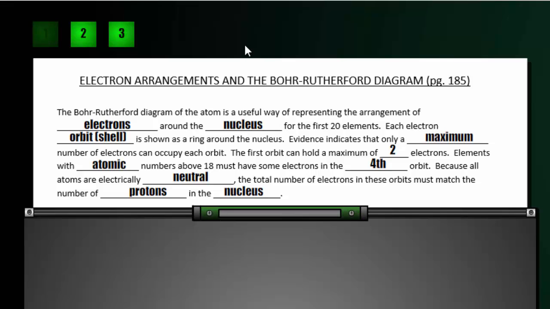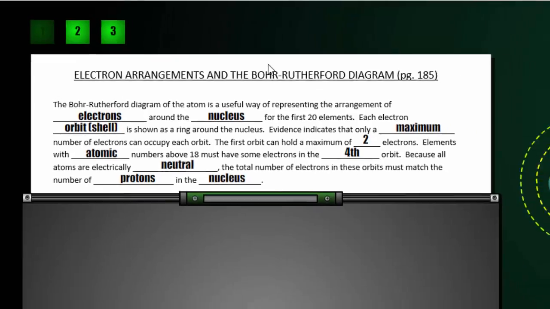Elements with atomic numbers above 18 must have some electrons in the fourth orbit. Because all atoms are electrically neutral, the total number of electrons in these orbits must match the number of protons in the nucleus. All right, so let's discuss this.